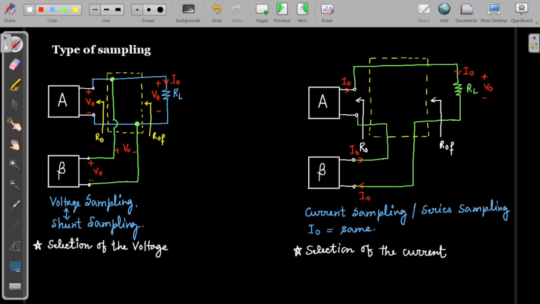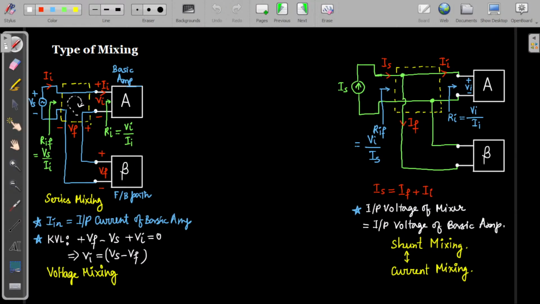Okay. Now, what have we seen? We have seen that there are two types of mixing. The first one is the series mixing or voltage mixing. So the first one was the series mixing and the voltage mixing. दोनों same चीज. And here we have got the second type of mixing, that is the shunt mixing or current mixing.